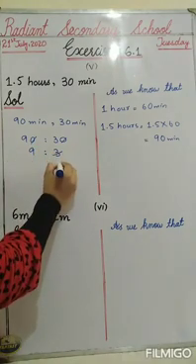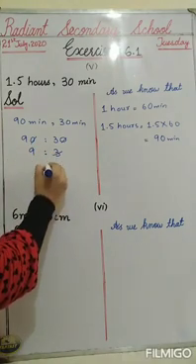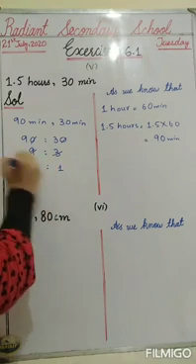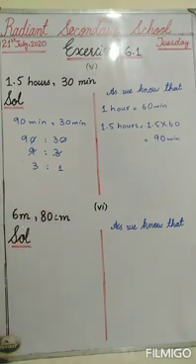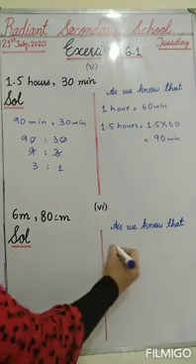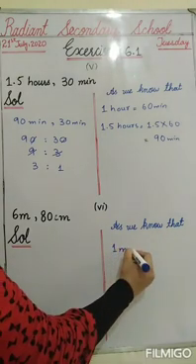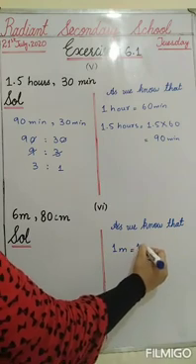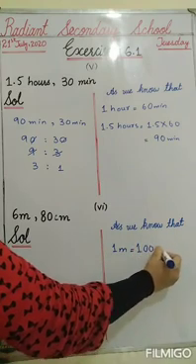Now do the cutting with the table of 3. 3 1 is 3 and 3 3 is 9. Now in the sixth part we have 6 meters and 80 centimeters. Now what we have to do, first we will make the units same. In 1 meter, there are 100 centimeters.